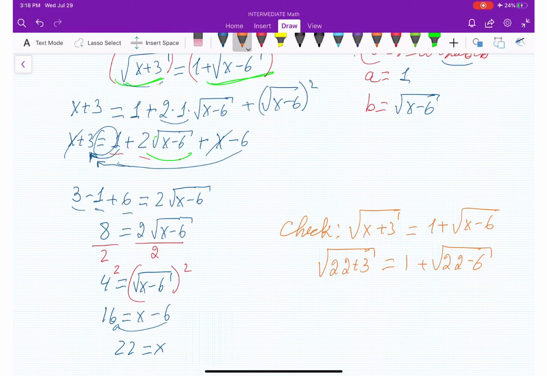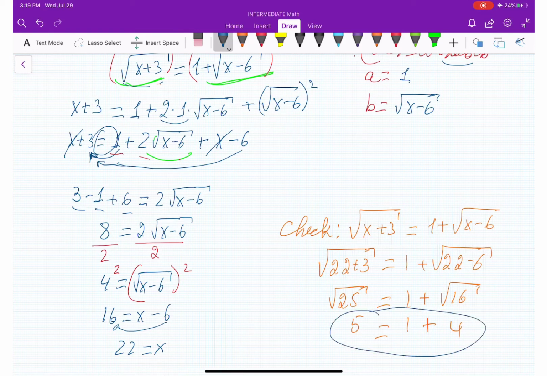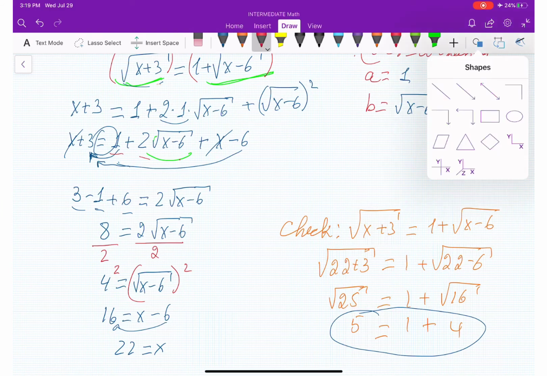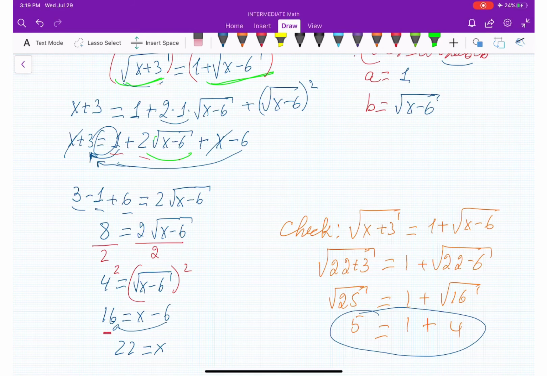So what we are getting, 22 plus 3, it's 25, square root of which is going to be 5. 1 plus 22 minus 6, it's going to be square root of 16, which is going to be 4, plus 1. And yes, you are getting 5 is equal to 5. So indeed, 22 is the answer.